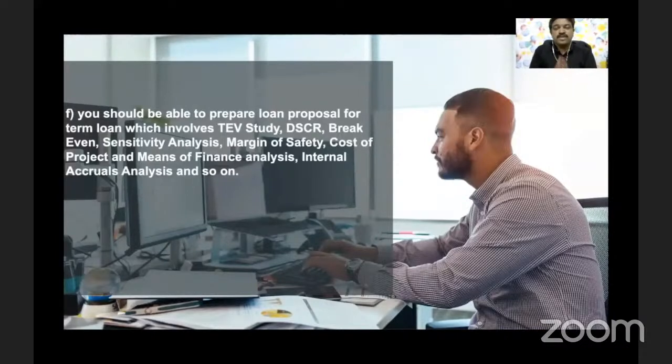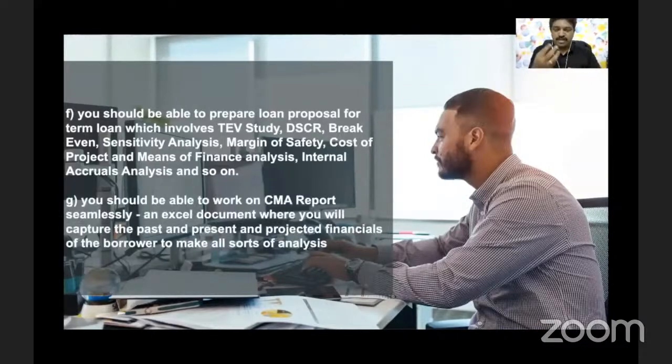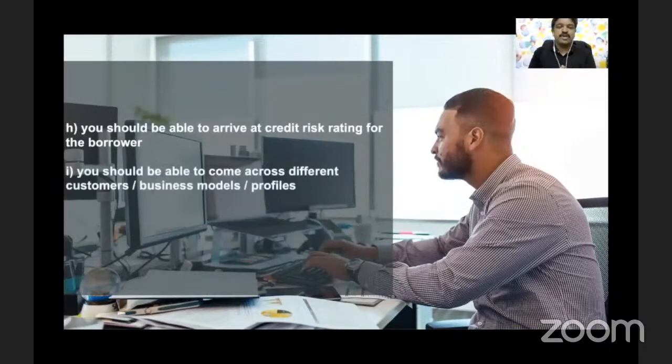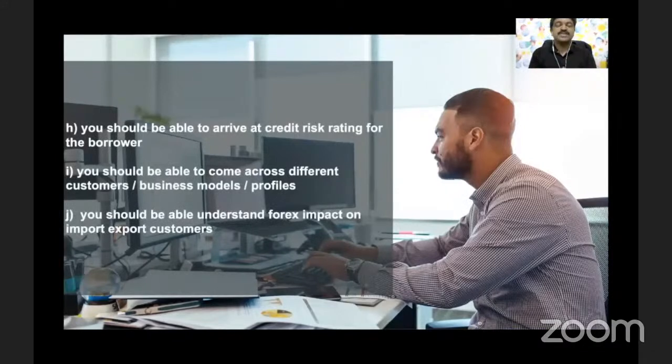Next, you should also be able to work seamlessly on the CMA report, the basic Excel document which captures the past financial data as well as the current estimate and projection. And from this only all kinds of analysis will happen. Next, you should be able to arrive at a credit risk rating for the borrower. You should be able to come across different types of business entities, business model profiles, and you should also be able to understand the forex impact on import export transactions.